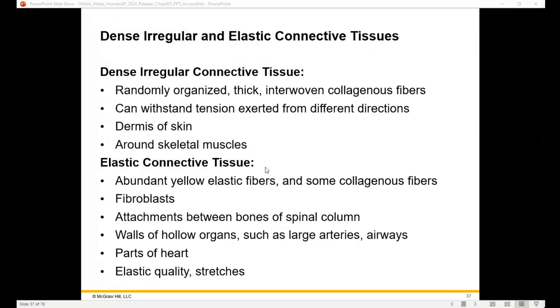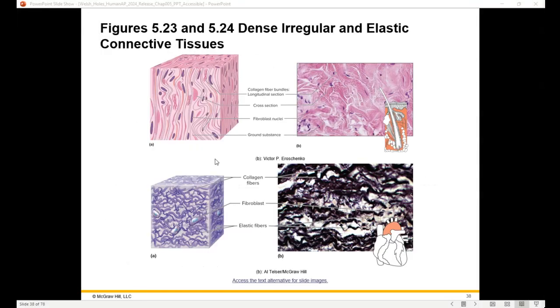Elastic connective tissue. It's an abundant yellow elastic fiber type, and some collagenous fibers are found. It contains fibroblasts. The attachments are between bones of spinal columns, and the walls of the hollow organs contain it, like large arteries and airways. It's also found in parts of the heart. It has an elastic quality, and it stretches. At the top, we see dense irregular tissue, and at the bottom, elastic connective tissue.